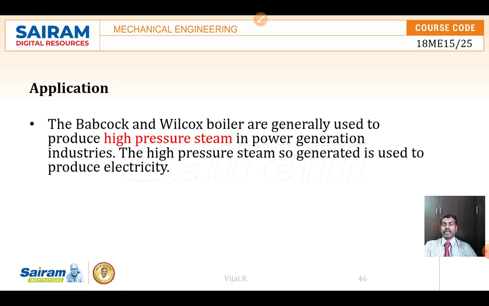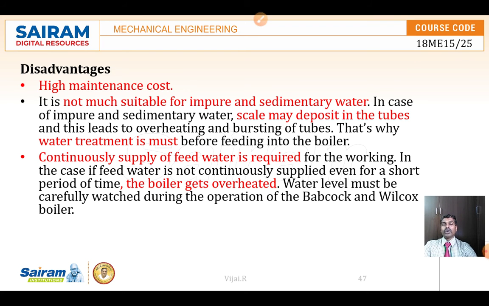So the main application of this Babcock Wilcox boiler is that high pressure steam can be produced in power generation industries. The advantages are there, but the disadvantages are more because of sedimentary water. When water passes through the pipelines, the impurities present may produce scales in the tubes, so the flow of water in the tubes is going to be affected, and that is a very big disadvantage here.